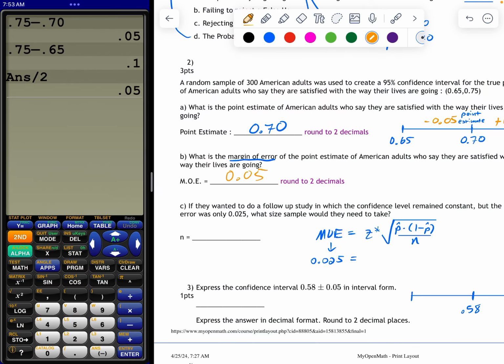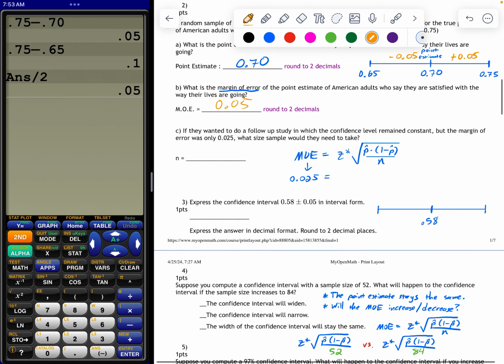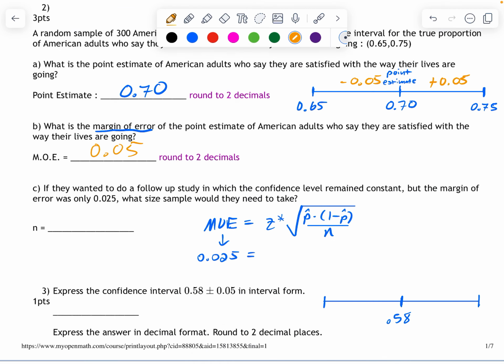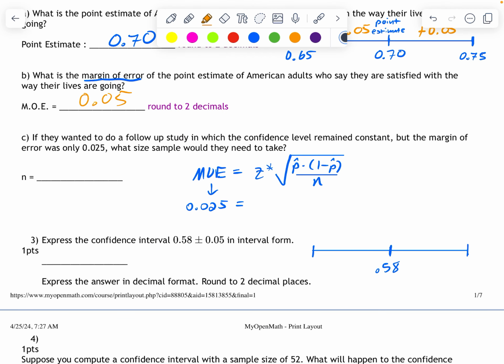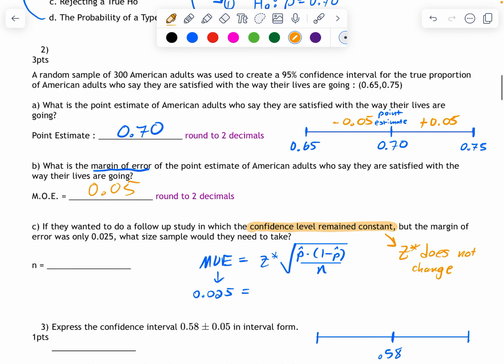Next question. If they wanted to do a follow-up study in which you kept the confidence level constant, but the margin of error was only 0.025, what size sample would they need to take? So when it says the confidence level remains constant, what does that mean? It means Z star does not change. So we had 95%, right? So we're going to leave it. I had 95. I don't know what you had.